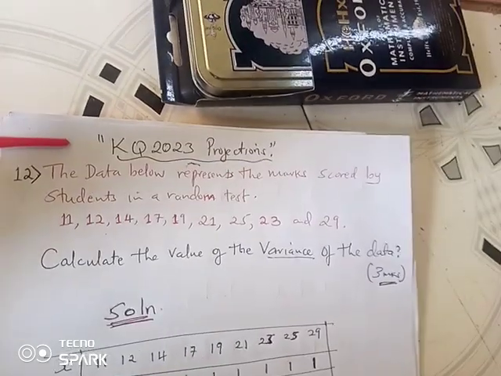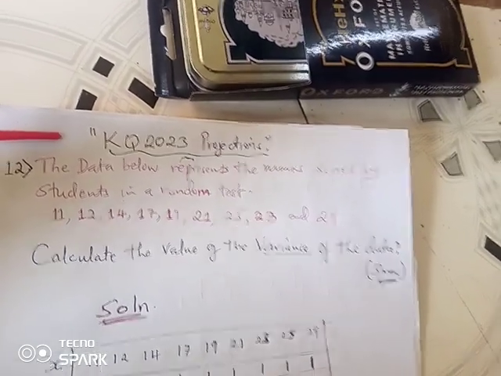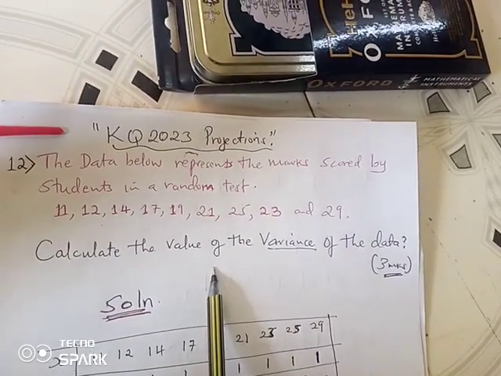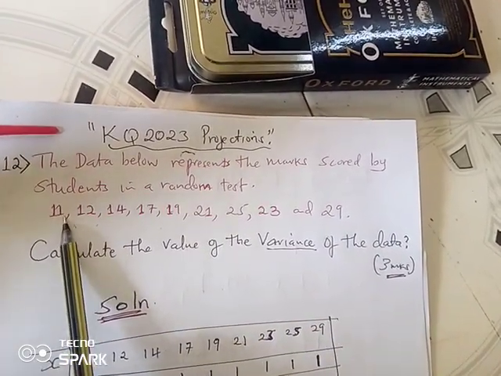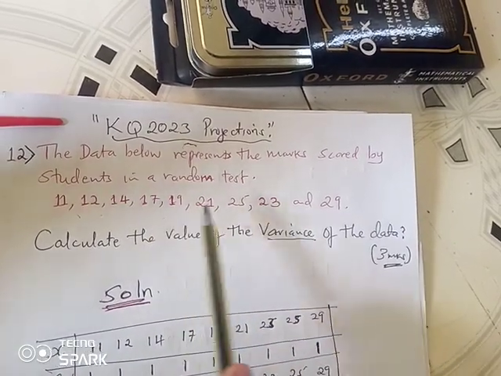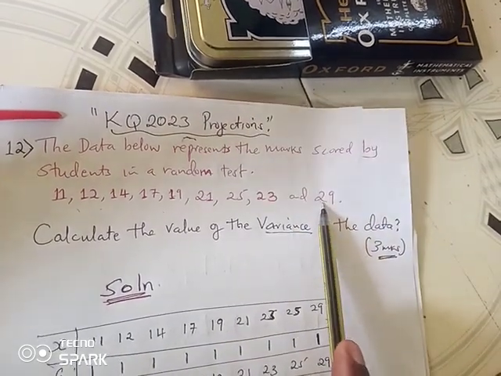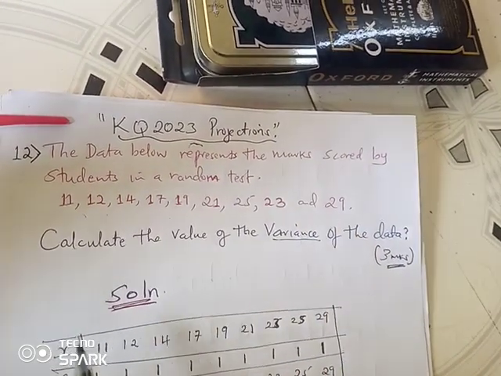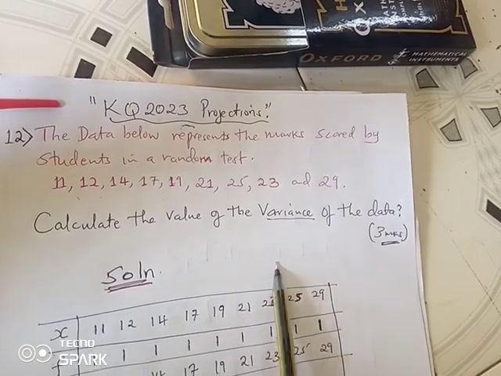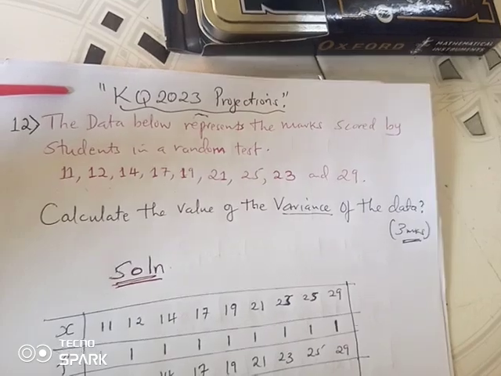At number 12, the data below represents the marks scored by students in a random test. The marks are given here: 11, 12, 13, 17, 19, 21, 25, 23, and 29. Then we are asked to calculate the value of the variance of the data.